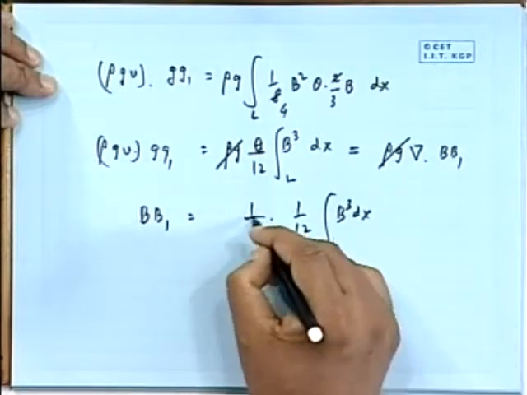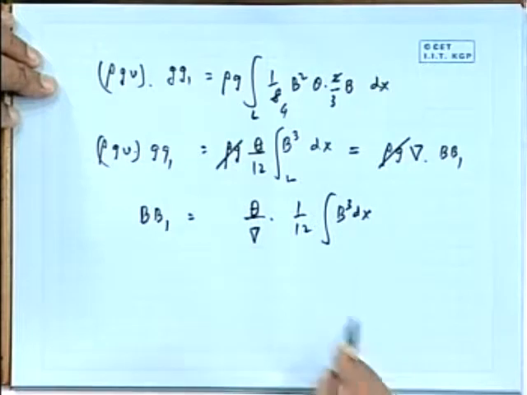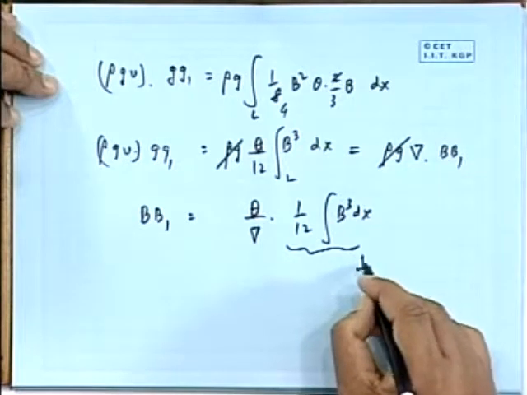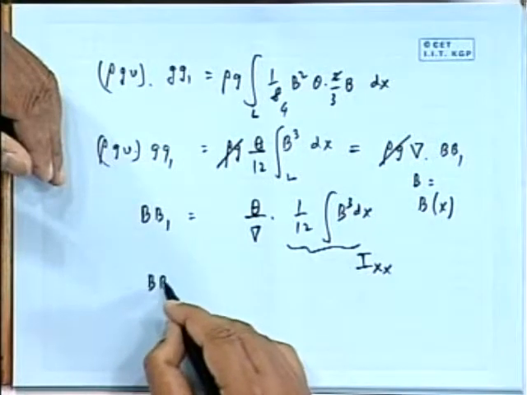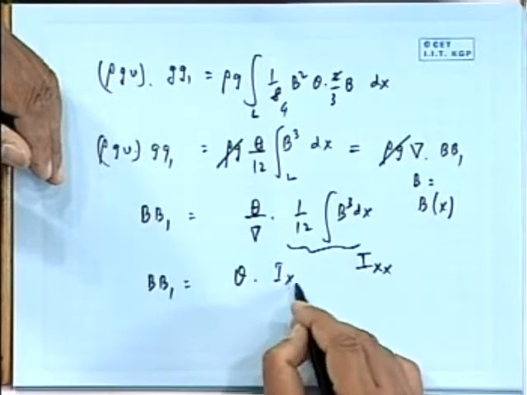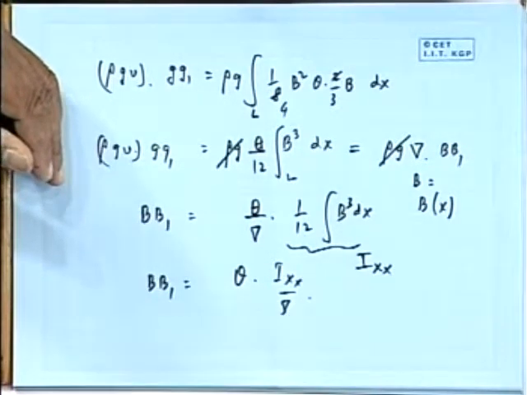I can make the theta here. Now this part turns out to be equal to nothing but Ixx by formula. You see this part, because strictly we should write b to be a function of x, b(x). That will be better, but I'm just writing b, the sectional breadth, b is b(x). So this part is Ixx. So we can find out that BB1 equals theta into Ixx by volume. But what is BB1?